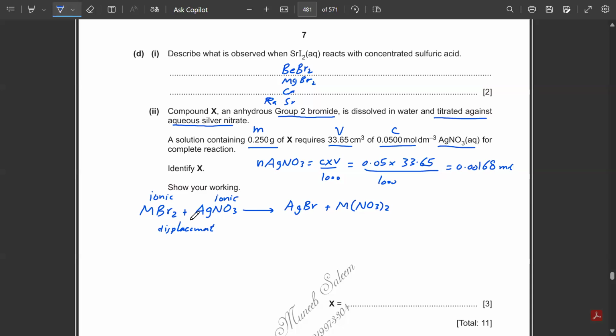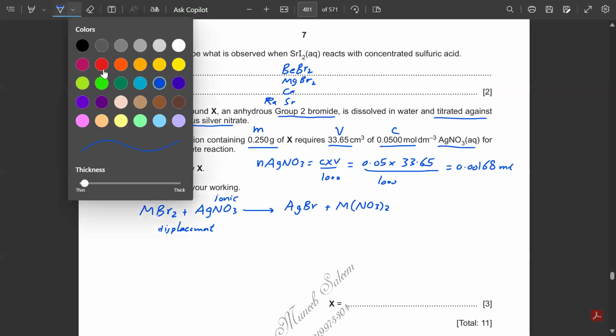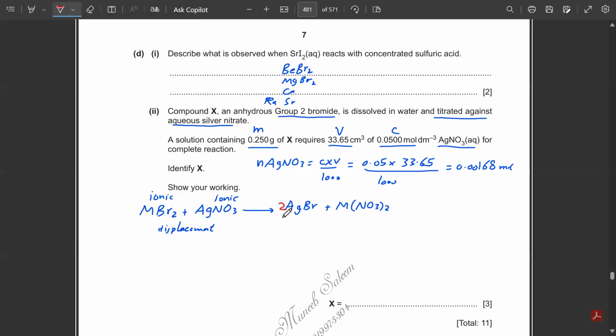For balancing, we will put 2 in front of AgBr to make bromine equal, and to make nitrate equal, we put 2 over here. So silver is also balanced, nitrate is balanced, metal is already balanced. So that's a balanced equation.